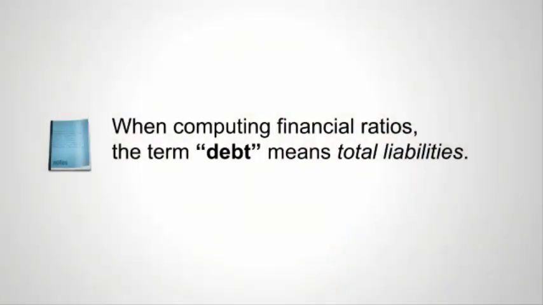When you talk about financial ratios, that number, total liabilities, is used when they talk about debt. What's my debt to equity ratio? So by debt, they mean total liabilities. They don't mean what's your notes payable. They want all liabilities, and they refer to total liabilities as debt.